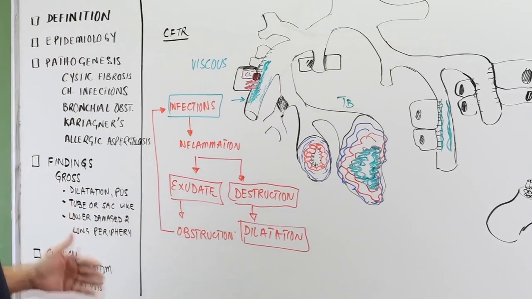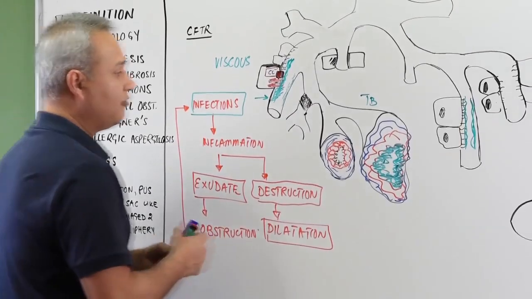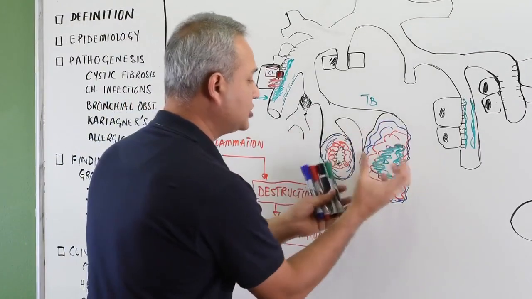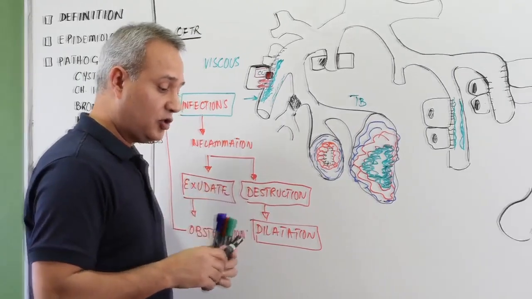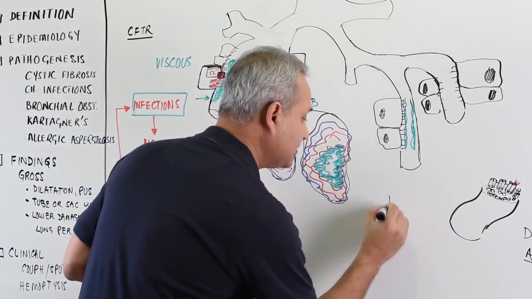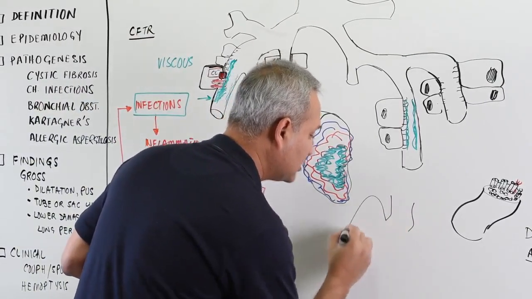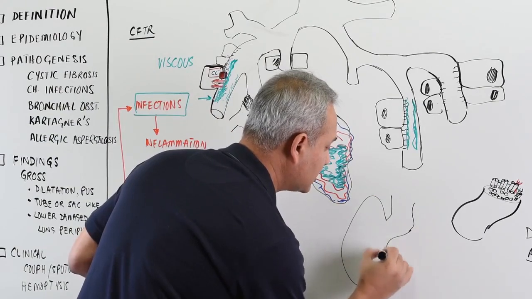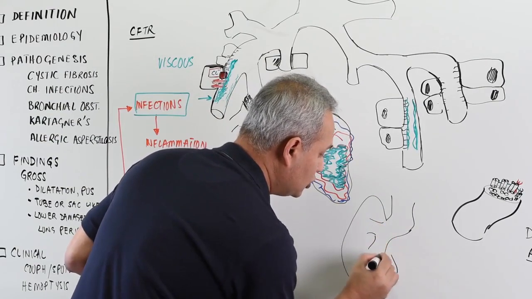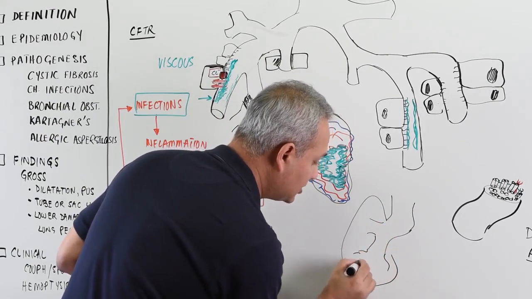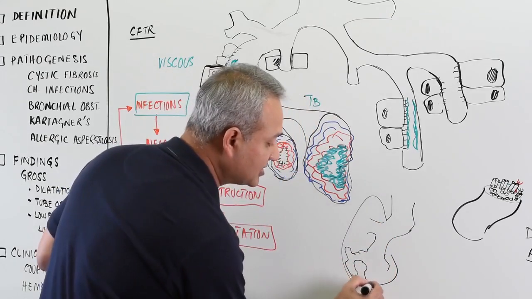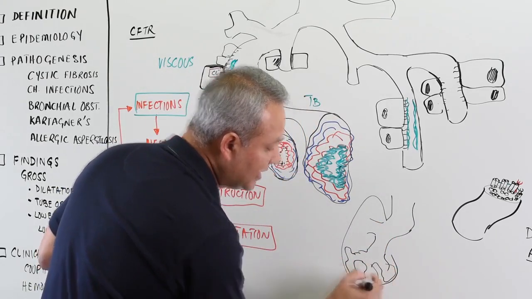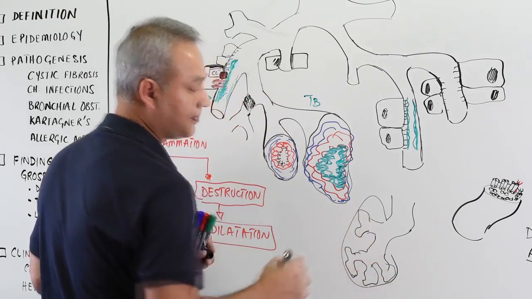Now, what are the findings? Look at this, guys. Findings are simple. When there is destruction of the airways, if you look at the lung, if this is the patient's lung, you will be able to see big blebs and big dilatations filled with pus going all the way up to the pleural surfaces.